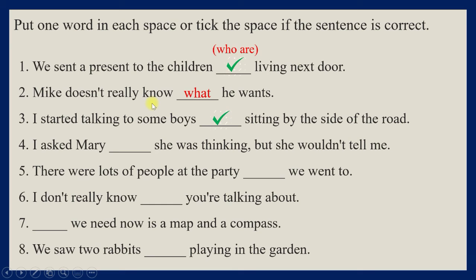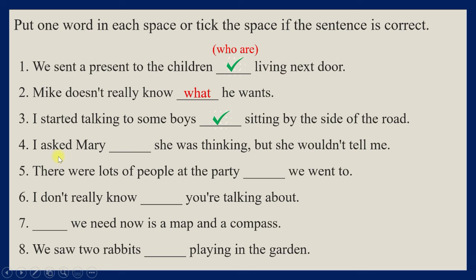3. I started talking to some boys sitting by the side of the road. Again, this is correct because it was originally I started talking to some boys who were sitting by the side of the road, because who and were, this is a relative pronoun and this is a to be verb plus the ing form. We can remove both of them together and we call this a reduced relative clause. Sitting by the side of the road is your reduced relative clause.